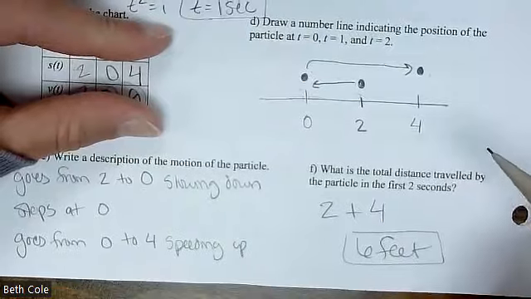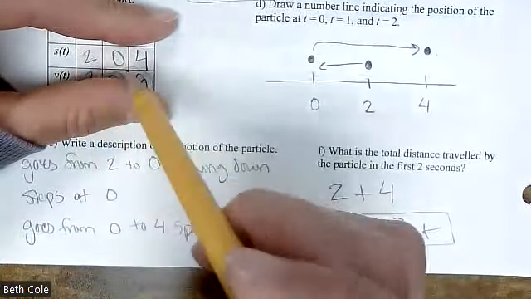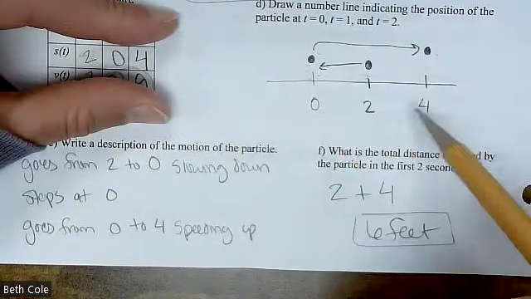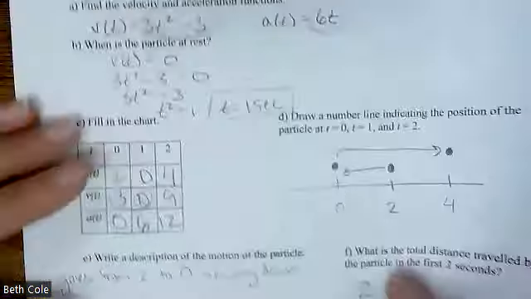Hey guys, that was a really good question. Did you hear that? Like knowing what numbers to put on here? I didn't really look at anything besides this row. It started at 2, it went to 0, and then it went to 4. Those are the only numbers you really need to look at. It's just where the particle is.